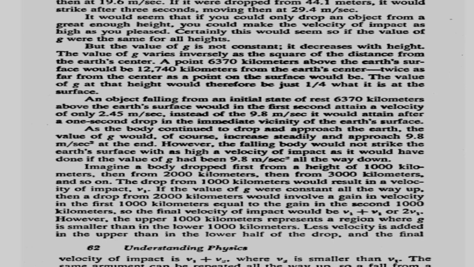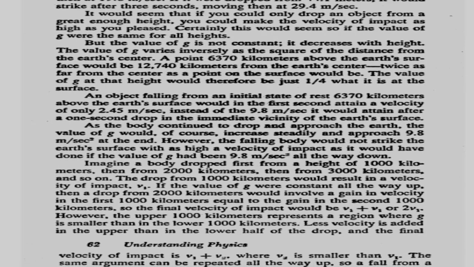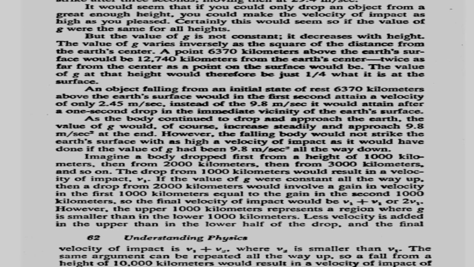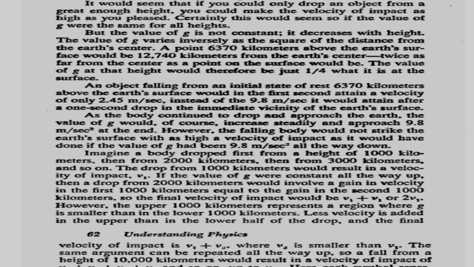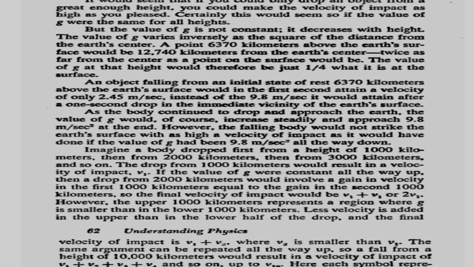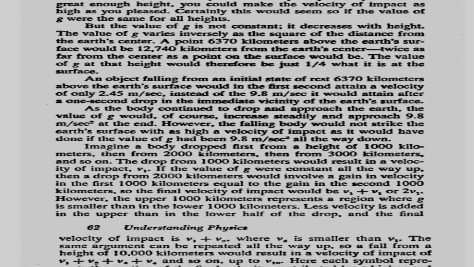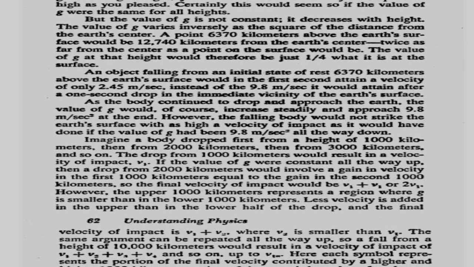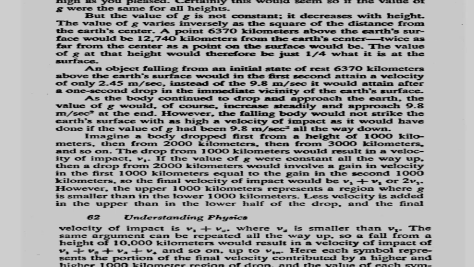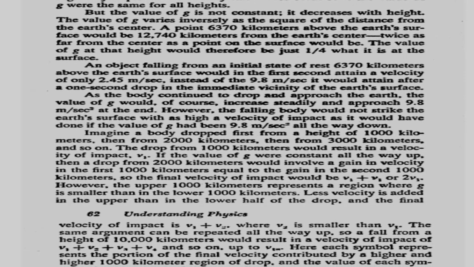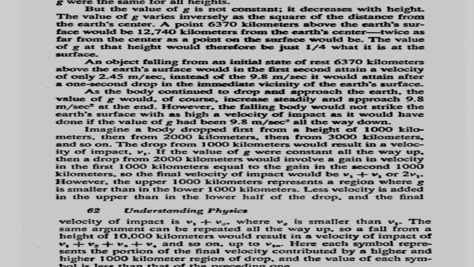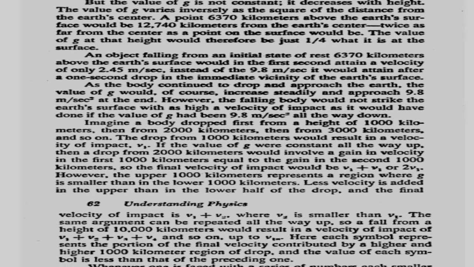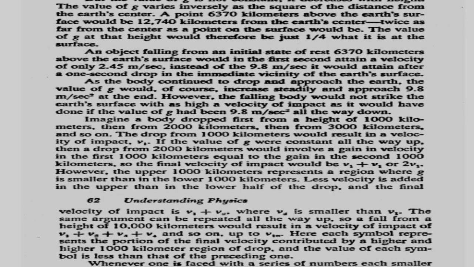The same argument can be repeated all the way up. So, a fall from a height of 10,000 kilometers would result in a velocity of impact of v1 plus v2 plus v3 plus v4, and so on up to v10. Here each symbol represents the portion of the final velocity contributed by a higher and higher 1,000 kilometer region of drop, and the value of each symbol is less than that of the preceding one.